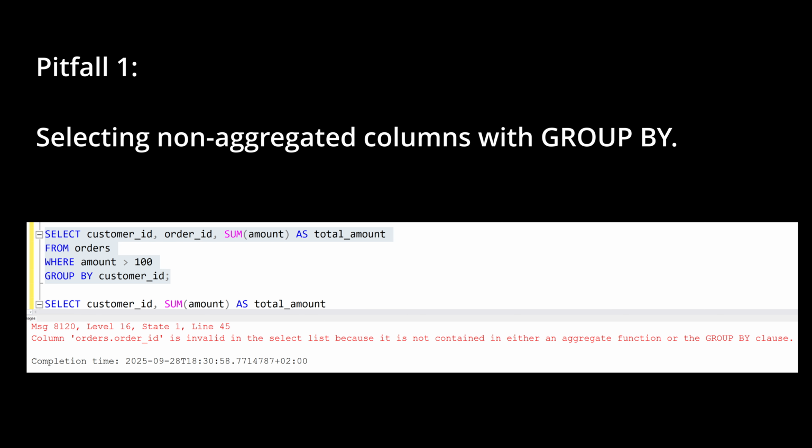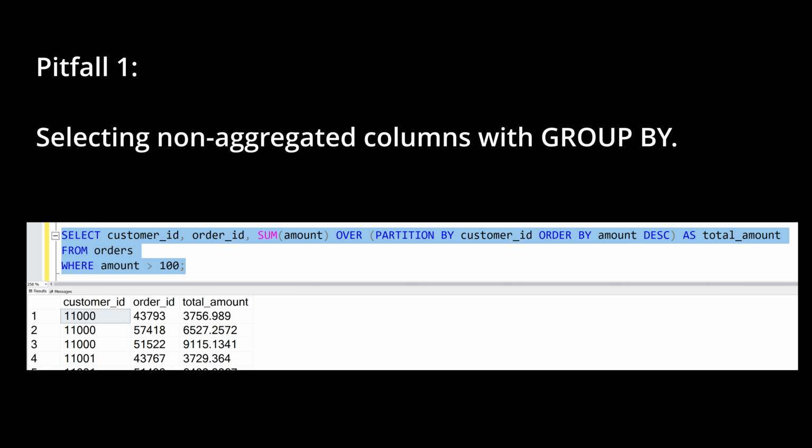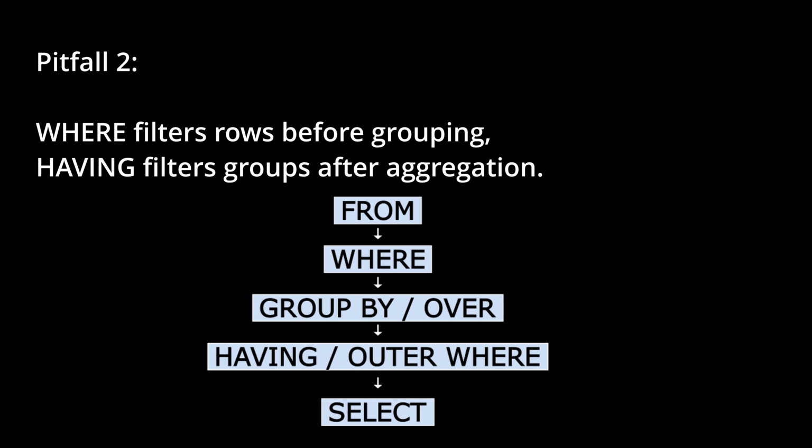Pitfall 1. Selecting non-aggregated columns with group by. Every selected column must be either grouped or aggregated. If you need the per row value, move the calculation to a window or a subquery. Pitfall 2. Where filters rows before grouping. Having filters groups after aggregation. For windows, remember, the order by inside over defines the window frame. The outer where runs after the window is computed in most engines when using a subquery or CTE.